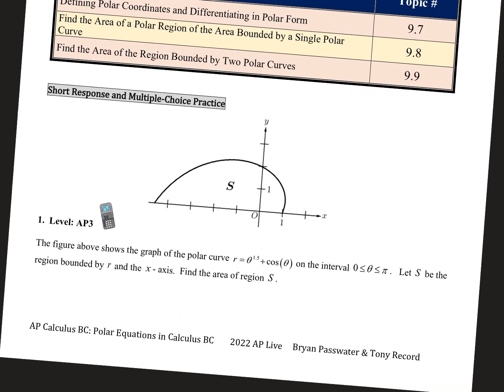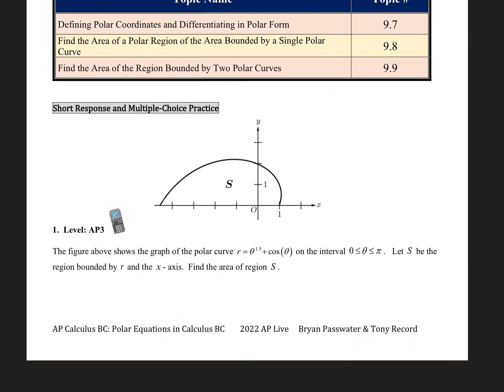So our first one looks like this. We have a graph above, and here is the equation of the graph. And it's between 0 to pi. And you're going to let S be the region bounded by that and the x-axis.